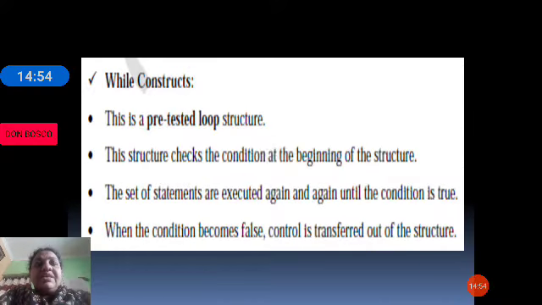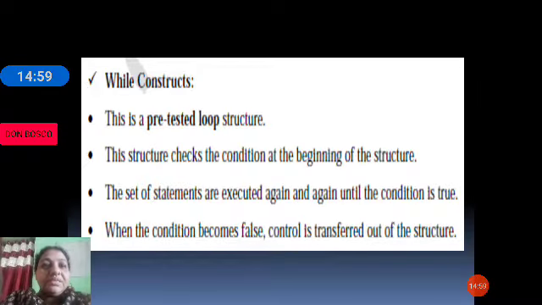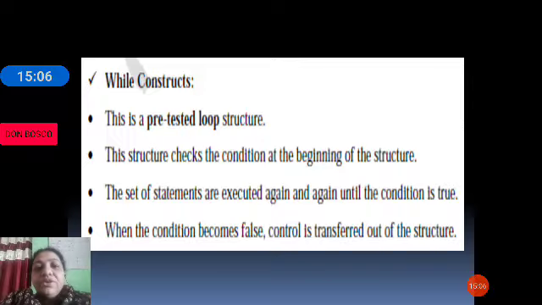Let's start with the first, the while loop. While is a conditional looping construct and it is called a pre-tested loop. Pre means the condition is checked first and then the statements run. This structure checks the condition at the beginning. First we will check the condition. If the condition is true, the statements are executed repeatedly. Once the condition is false, control comes out of the loop.